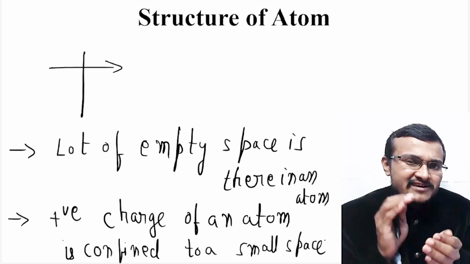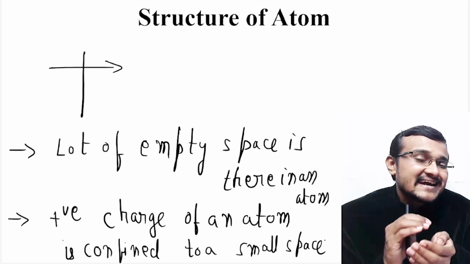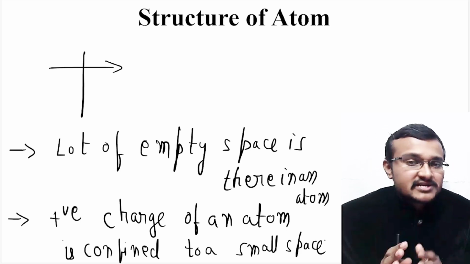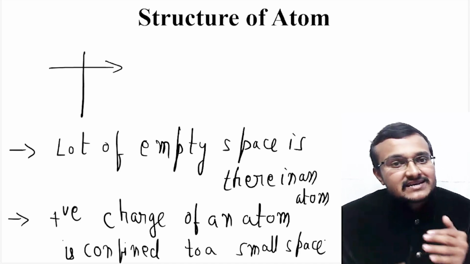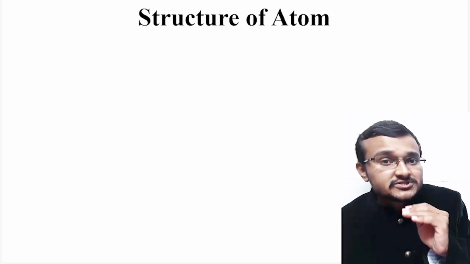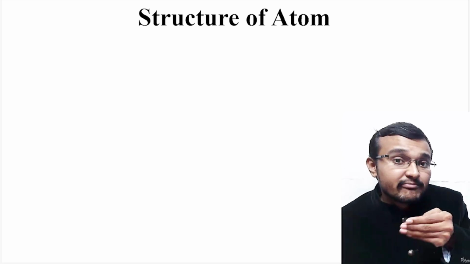Only in a small confined place inside an atom there is positive charge. So around this particular positive charge, electrons are revolving. There was one more observation which was made, that is 1 in 12,000 alpha particles actually bounced back.